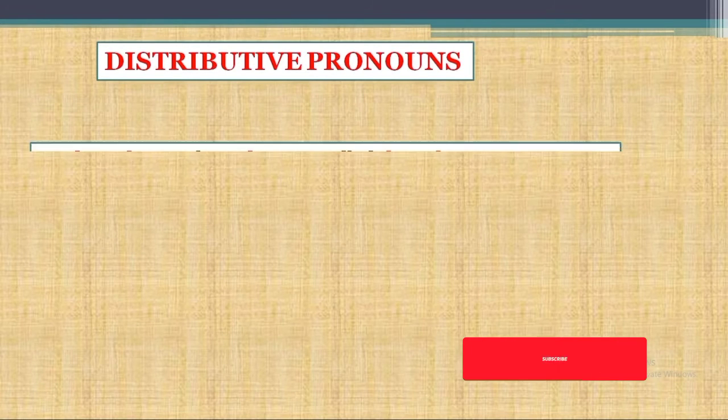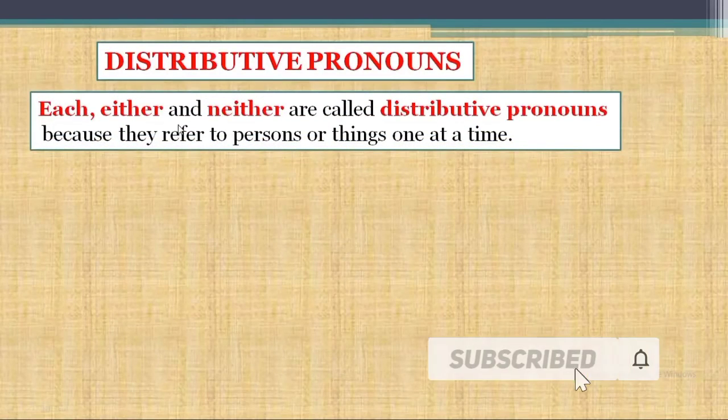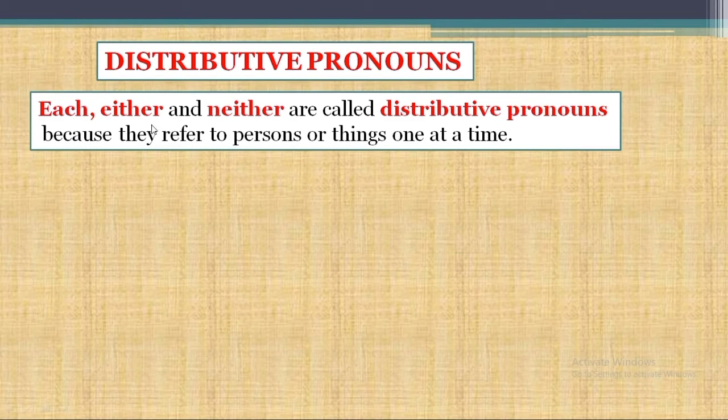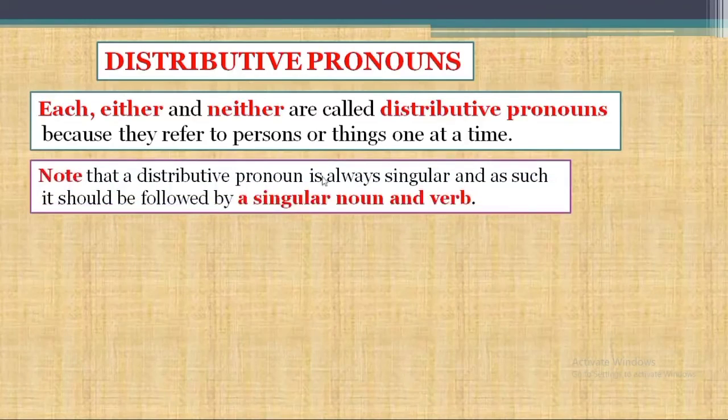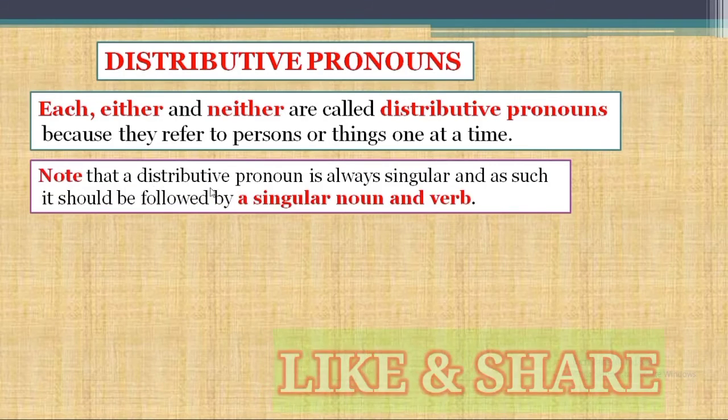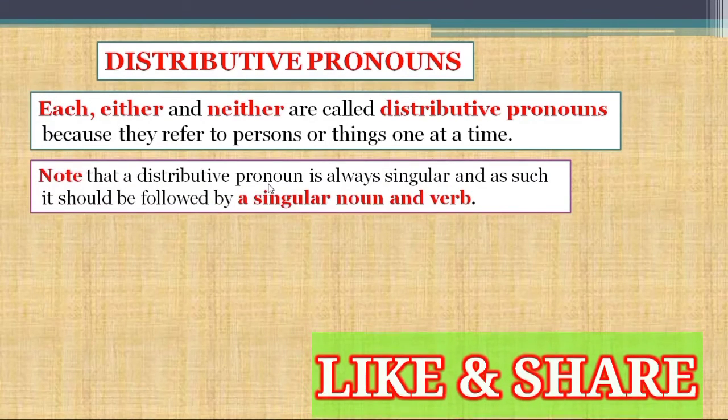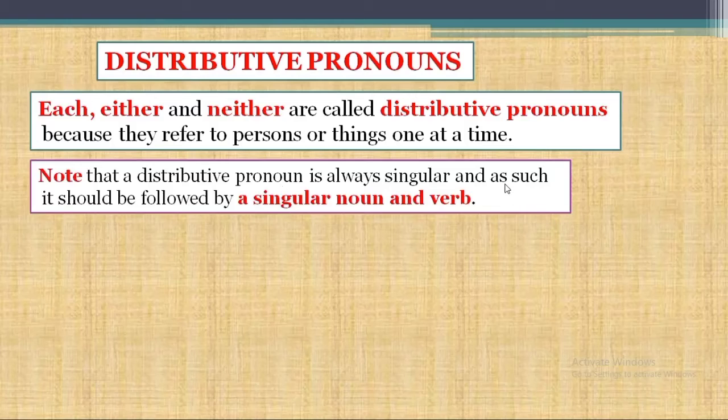Distributive pronouns. Each, either, and neither are called distributive pronouns because they refer to persons or things one at a time. Note that a distributive pronoun is always singular, and as such it should be followed by a singular noun and verb.